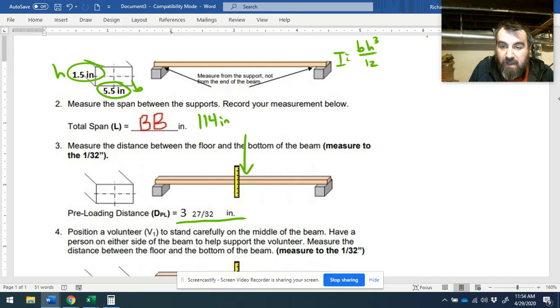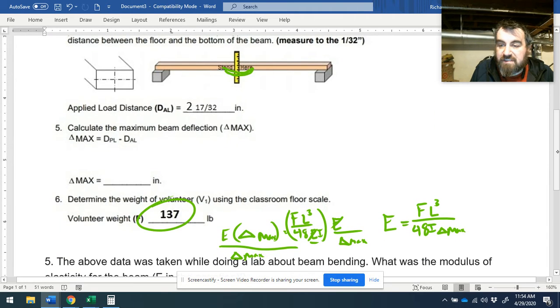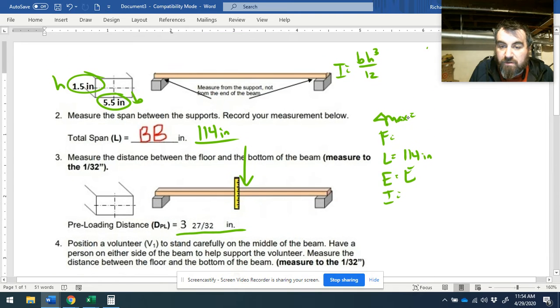So let's just start by writing down the variables that we know. Delta max, F equals, L equals, E equals, I equals. Okay. E is what we're looking for. So I'm going to put an E there. L, the length, is 114 inches. The force, in this one, it says the volunteer weighed 137 pounds. So that would be our force. Okay. The I, we'd have to solve that.